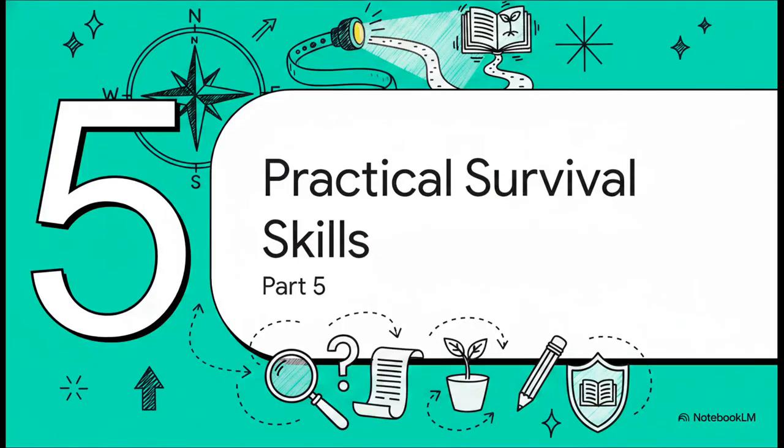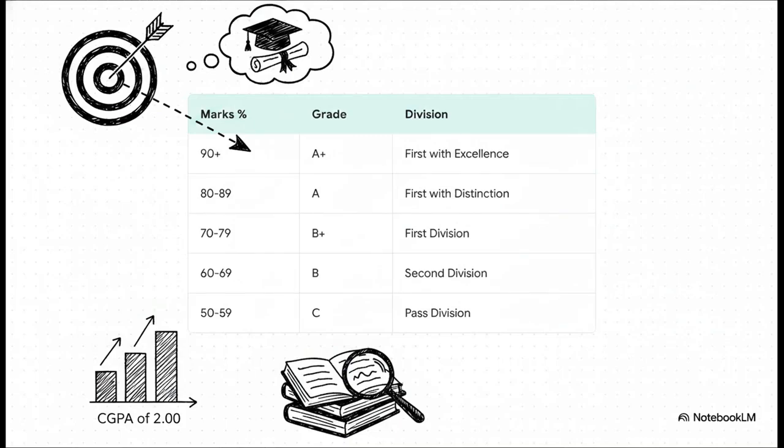All right, bringing it all home with Part 5, Practical Survival Skills. To ground all this heavy theory in your everyday reality, let's take a look at how your hard work is actually going to be evaluated, using the Purbanchal University grading system as our example. If you're out there chasing that perfect A+ and 4.0 GPA, your target is 90% and above. Hitting an 80 to 89 lands you a solid A. And to successfully pass and earn your degree, you've got to maintain a CGPA of 2.00 or higher throughout your studies. Knowing the target is literally the very first step to hitting it.